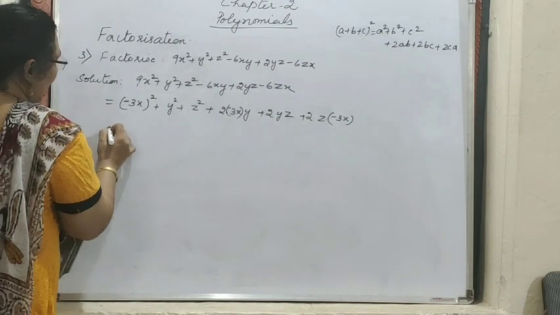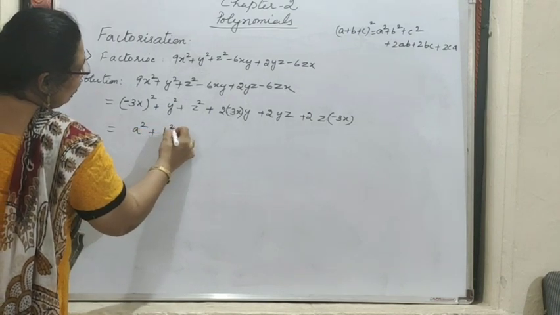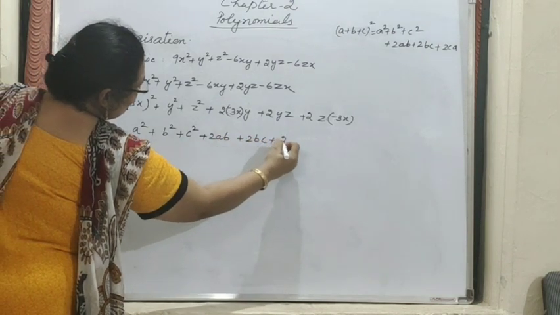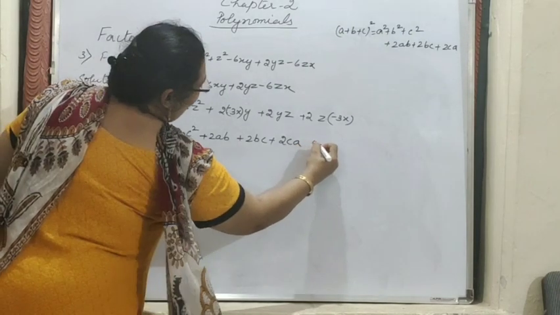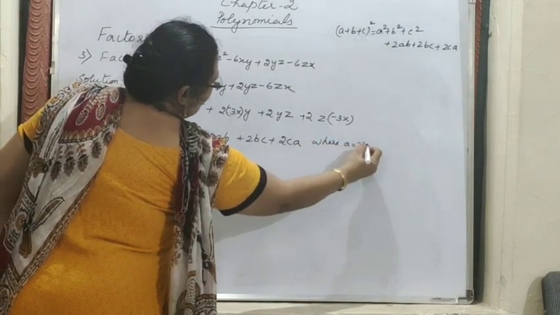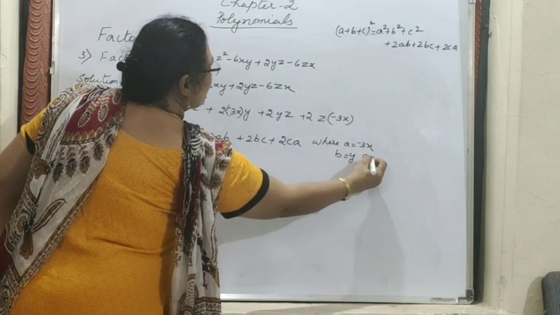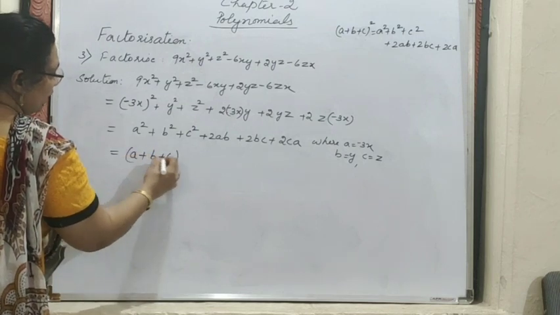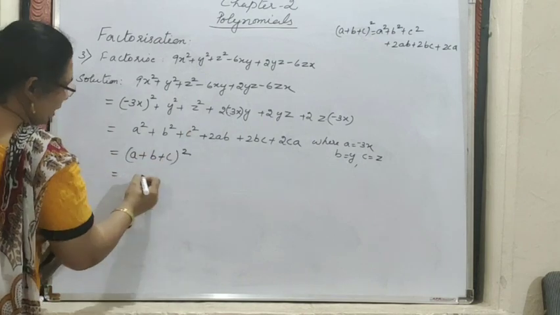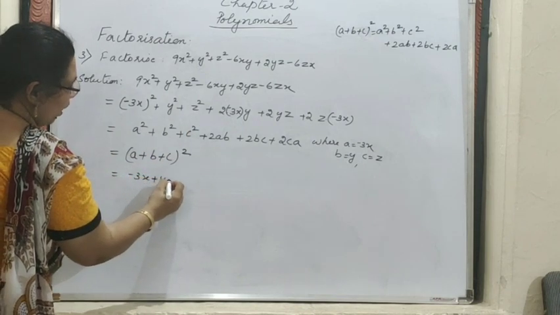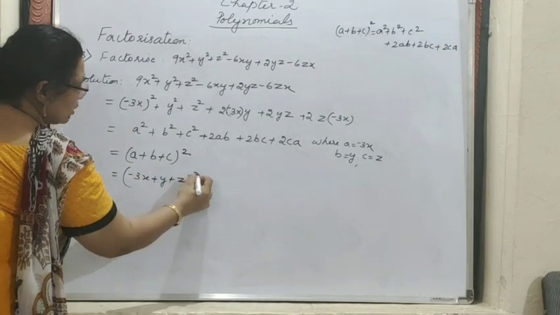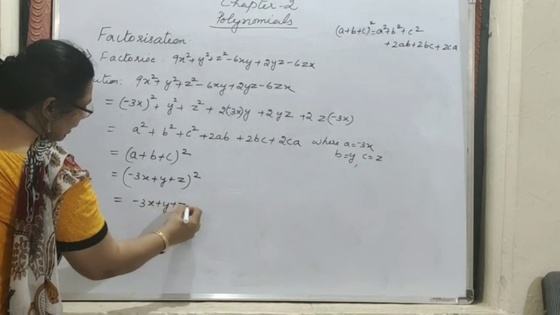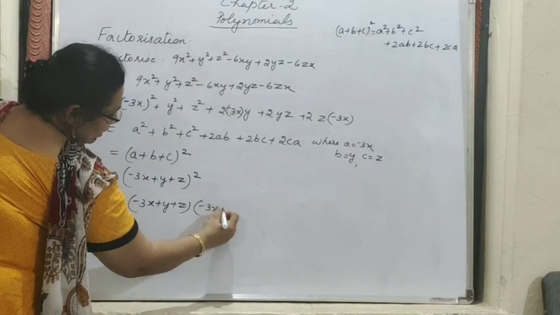That means we can write here a square plus b square plus c square plus 2ab plus 2bc plus 2ca, where a is equal to minus 3x, b equal to y, and c is equal to z. So that means it is equal to a plus b plus c whole square. What is a for us? Minus 3x. What is b for us? Y. What is c for us? Z. Minus 3x plus y plus z whole square. It is equal to minus 3x plus y plus z into minus 3x plus y plus z.